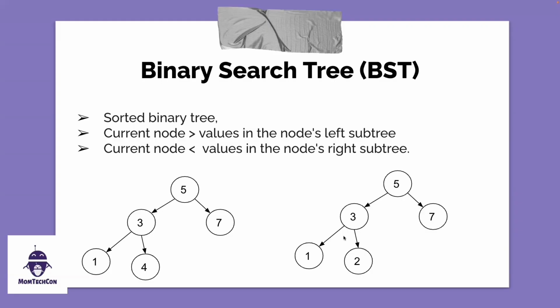Actually, the right tree is not a binary search tree, as the node 2 here is smaller than 3. To be a binary search tree, this node should be greater than 3, but smaller than 5.